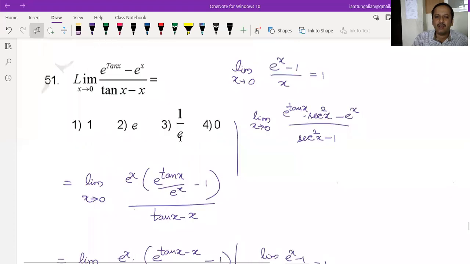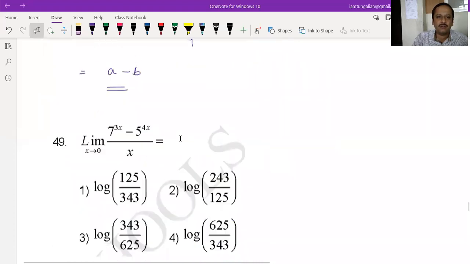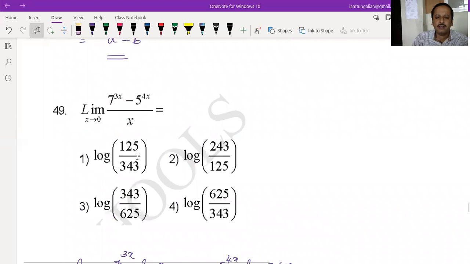Then can we apply log in the 49th problem? No, you cannot apply log here, not possible, because nothing is there on the LHS.